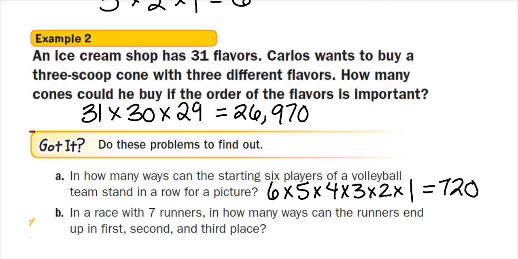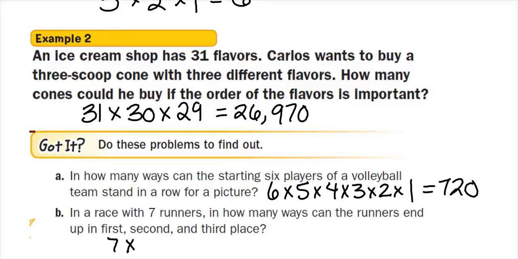All right, letter B. In a race with 7 runners, in how many ways can the runners end up in first, second, and third place? Okay, so this time I only need 3 of them. All right, so in first place, if we're all running and we're all coming in, that means 7 people could end up winning first place, right? Okay, now that person's walking it off and getting a drink of water.